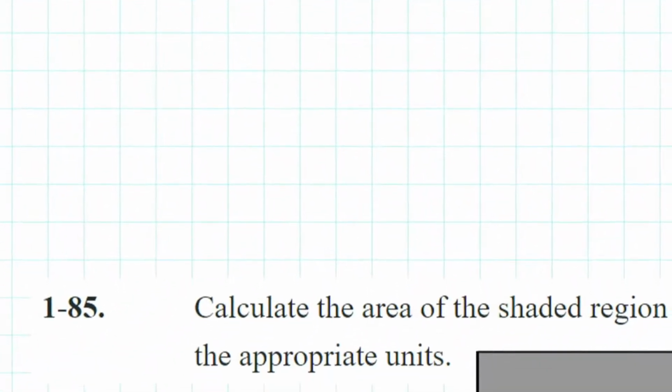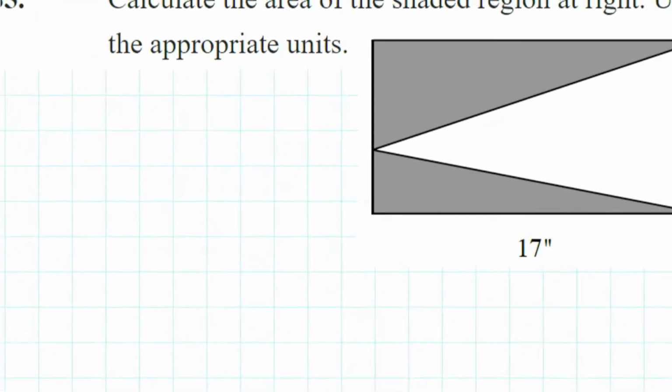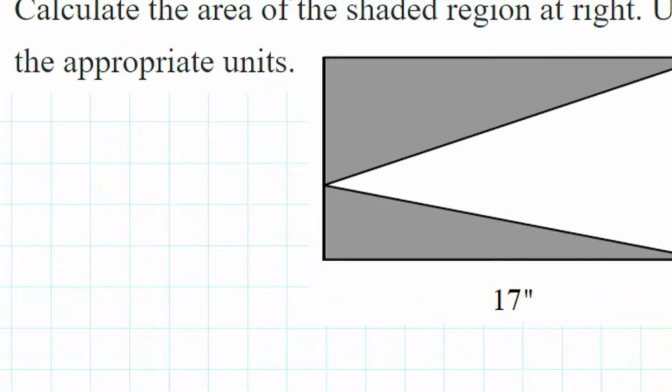Moving along, not wasting any time, our last question of the day says, calculate the area of this shaded region. Okay, there's a shaded region here. I do know that the shaded region is the same as this rectangle, subtracting the area of this white triangle. And the thing I notice about the white triangle is it does have a height of 17.